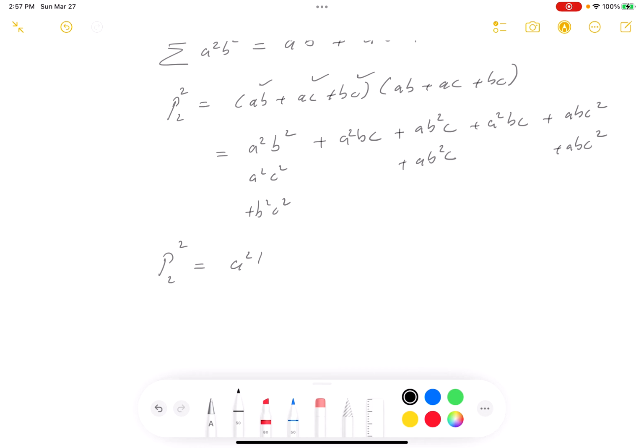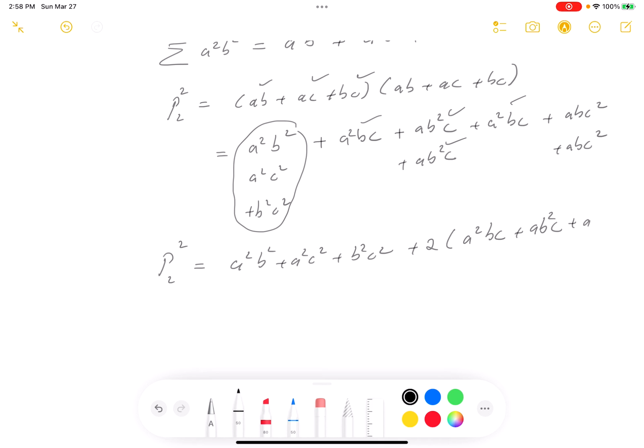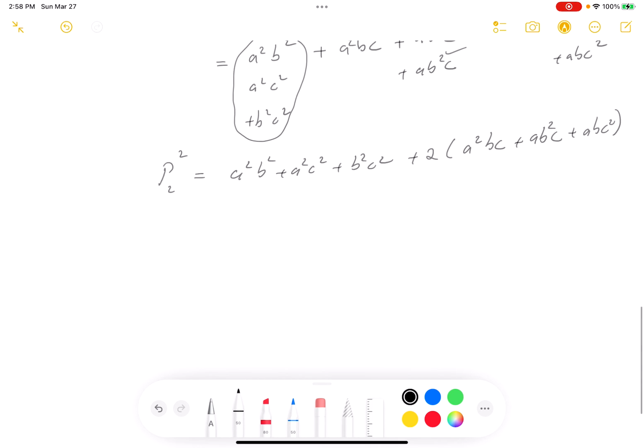So if I square P2, I get what I want. I get a squared b squared plus a squared c squared plus b squared c squared. I'm getting that. But I'm getting something I didn't want. Right? So let's write down what we didn't want. It looks like I'm getting 2 of something. And I'm getting 2 of, let's write this down carefully, a squared bc plus a b squared c plus a b c squared.